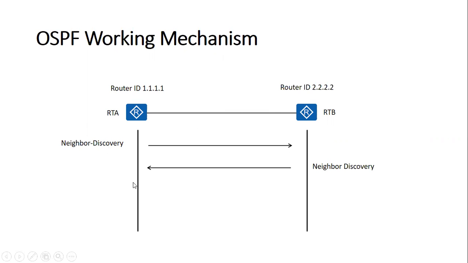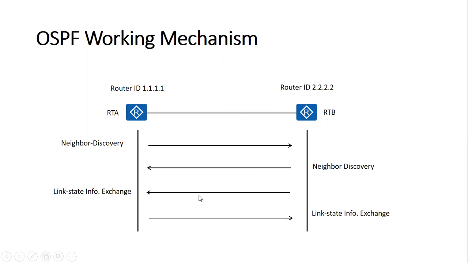Then once they discover each other as neighbors, they'll start exchanging link state information. Router A will tell router B all it knows about its links, and router B similarly will tell router A all it knows about its links. So they'll exchange link state information.